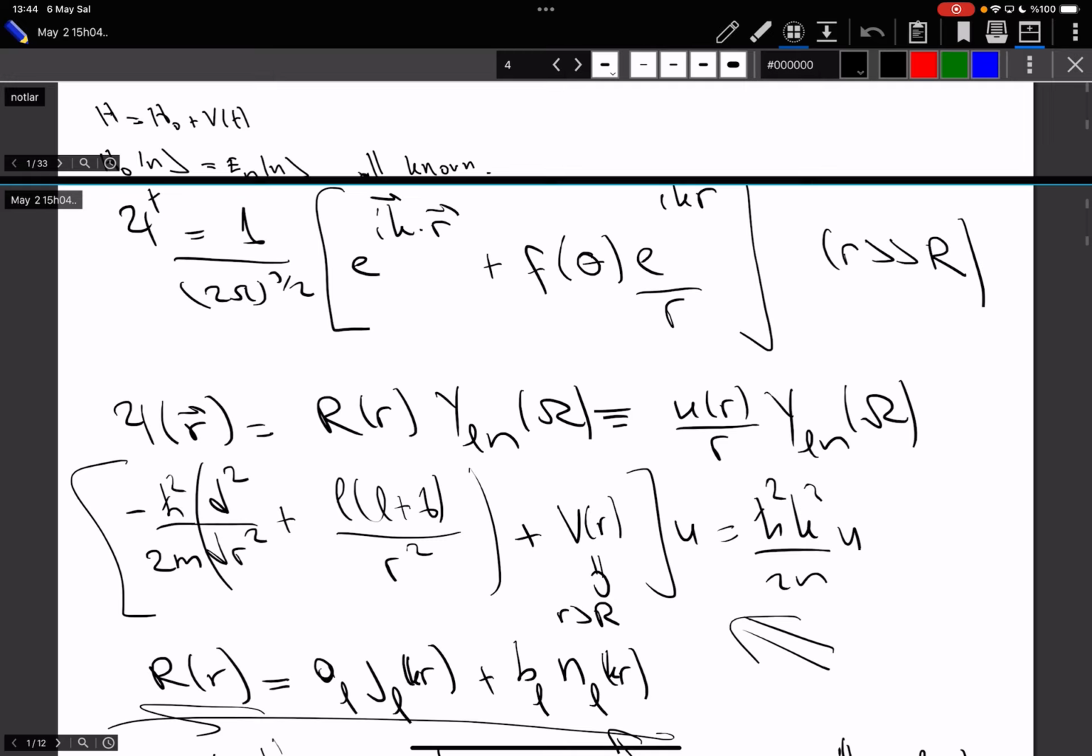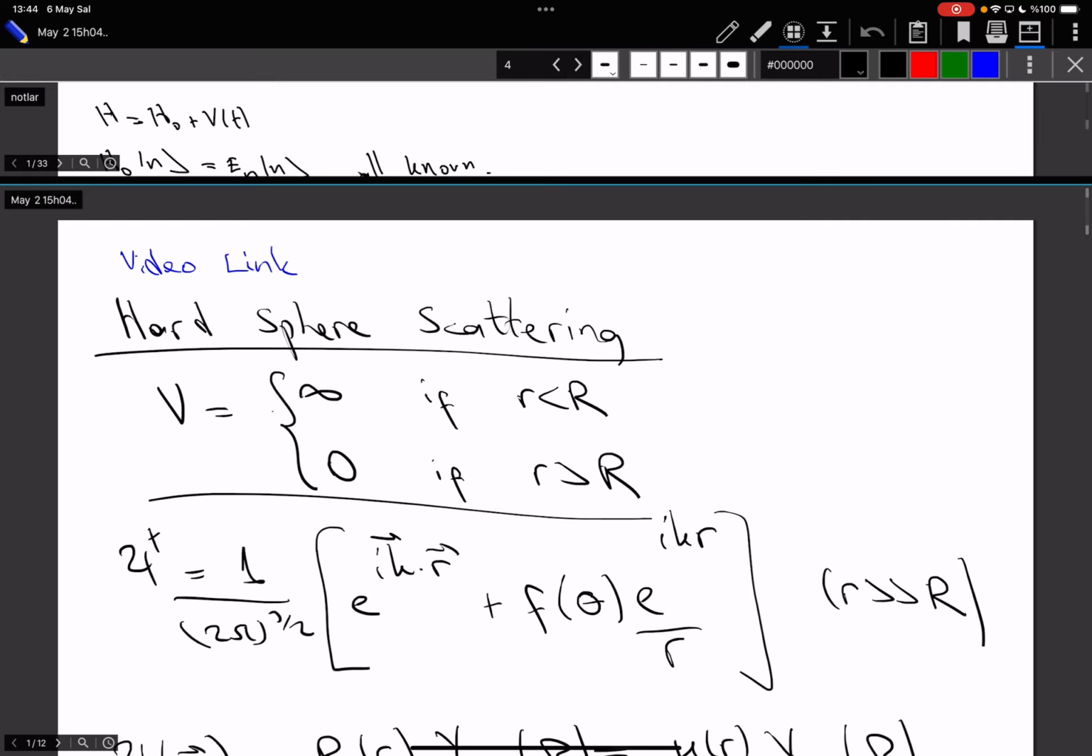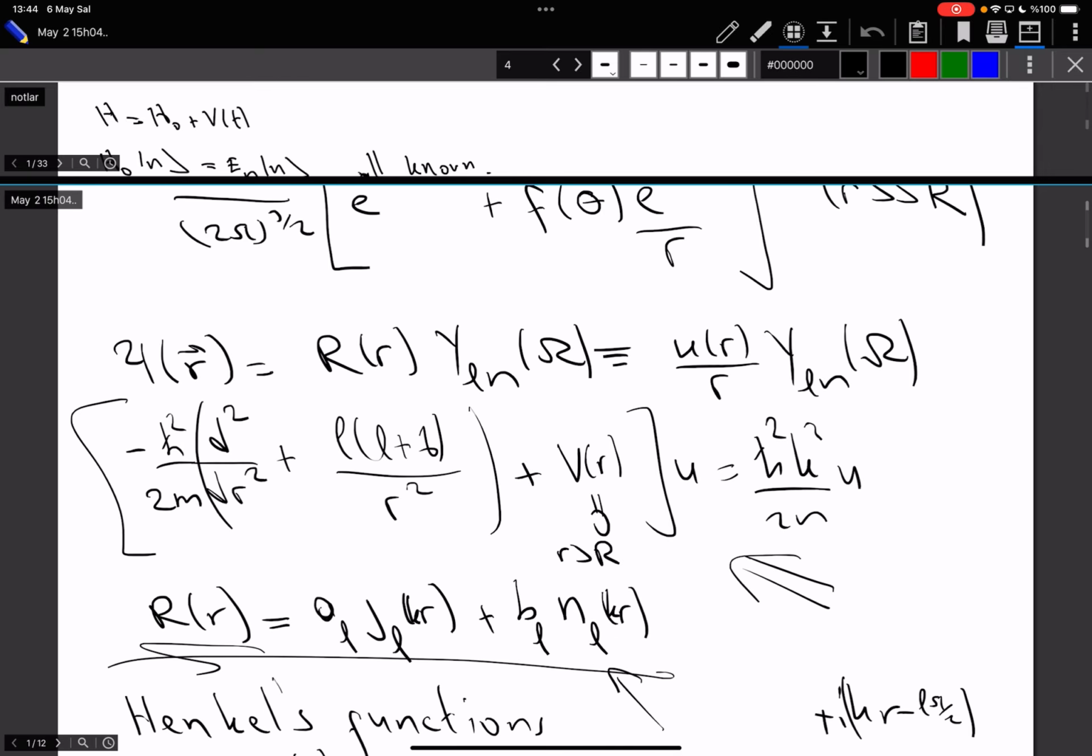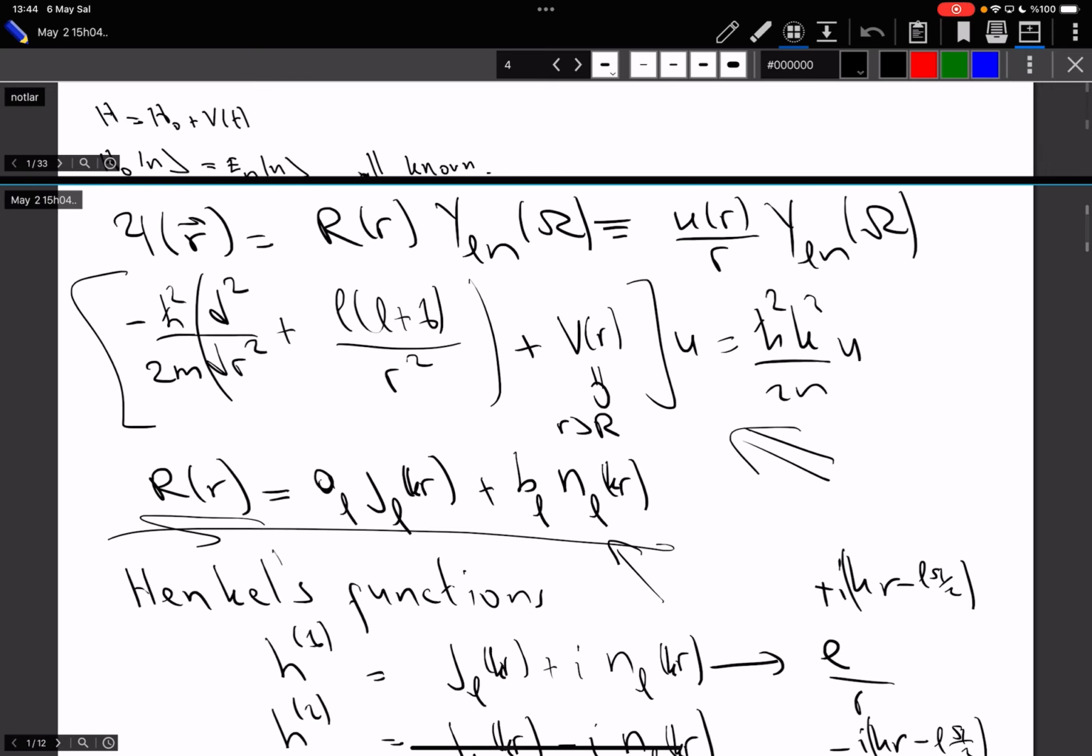Okay, so if you go back to last lecture, we were looking at the hard sphere scattering. It's a problem that we can solve exactly. That's the reason why we study that. And in fact, the radial wave functions just turn out to be spherical Bessel functions.